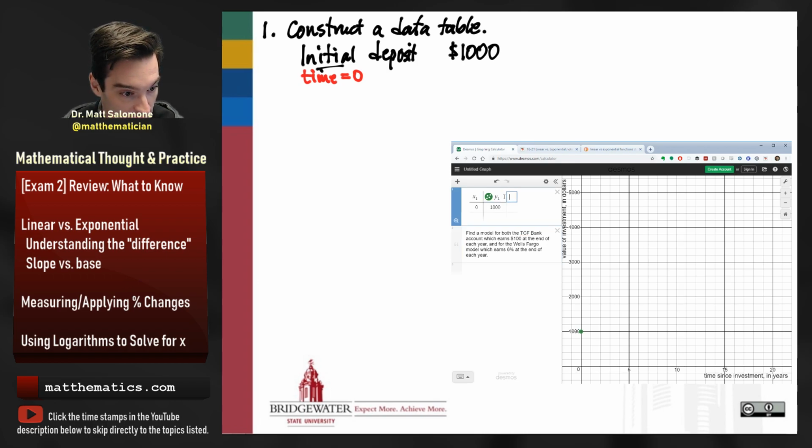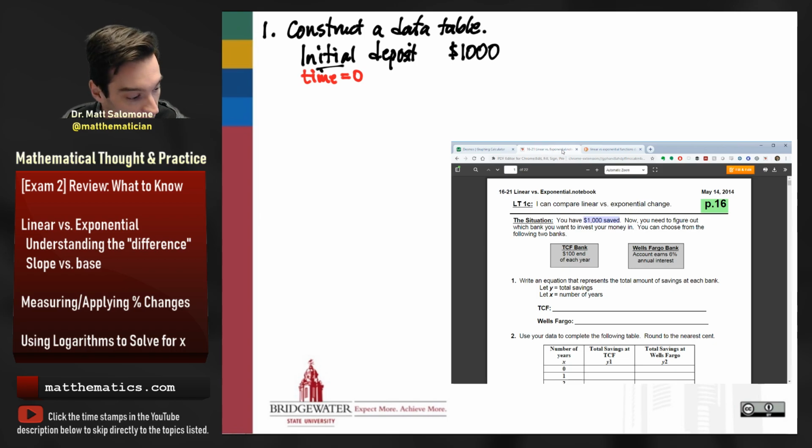And I think Desmos is nice enough that we can create a second y value in my data table here so that I can put my second data point. So in the green is going to be my TCF Bank model, and the Wells Fargo we'll put in purple. And so at 0 years at my initial investment, both of these points are at the same spot. Right? So now where do we go from here? How do I create more data points to fill out my data table? And as I create more data points, we'll be able to put more ordered pairs on the graph as well.